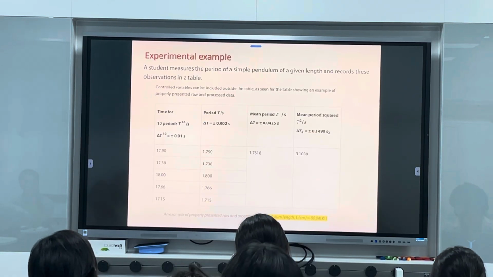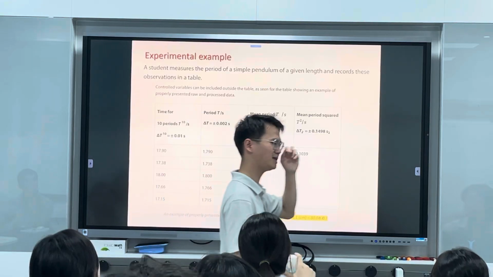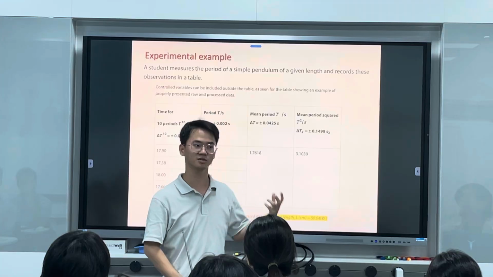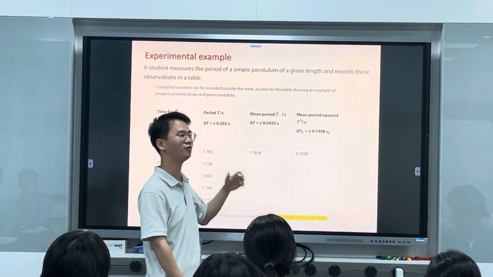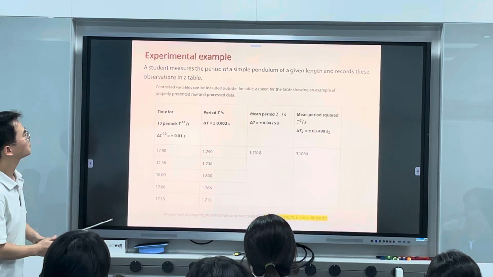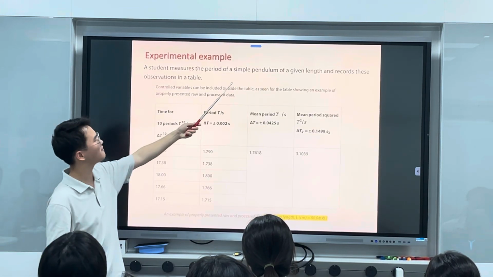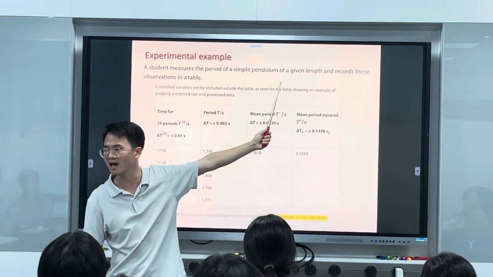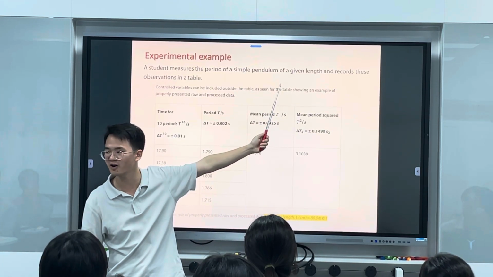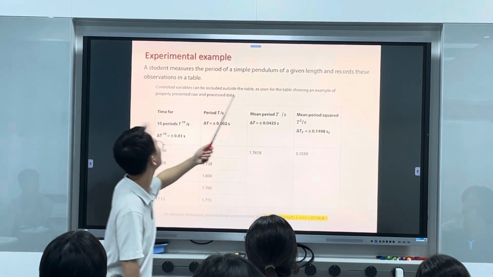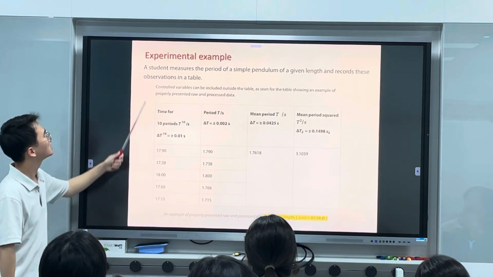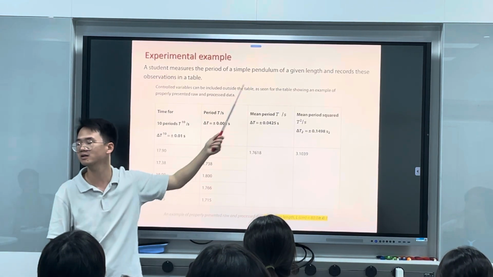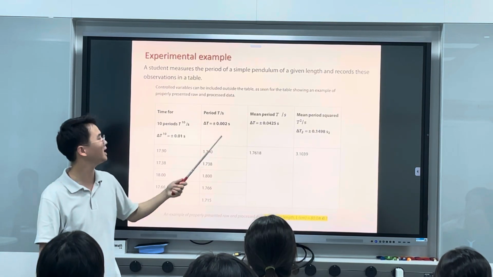Now, after we know how to propagate uncertainty, how do we deal with it? Let's see how we can actually utilize those techniques when we have data in a real IA. In this example, a student measured the period of a simple pendulum of a given length. A given length means the length is a constant, so it's a controlled variable, right? And record the observation in the table. Control variables can be included outside the table, which means the length can be included outside of the table. It doesn't have to be in the table.